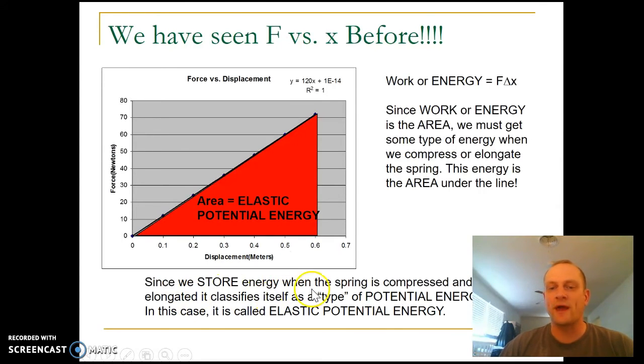Okay, since we store energy when the spring is compressed or elongated, it classifies itself as a type of potential energy, and we're going to call that U_s. So U_s is the amount of energy stored inside a spring, called the elastic potential energy.